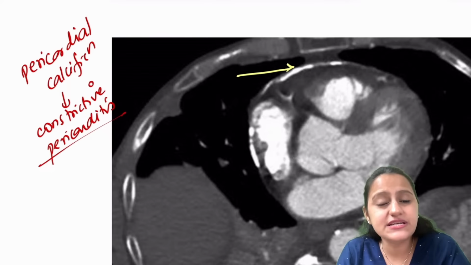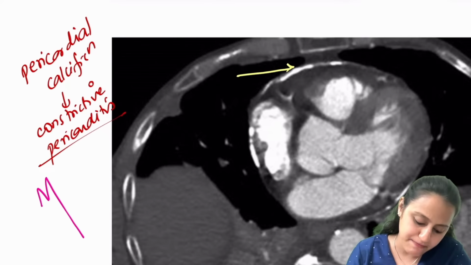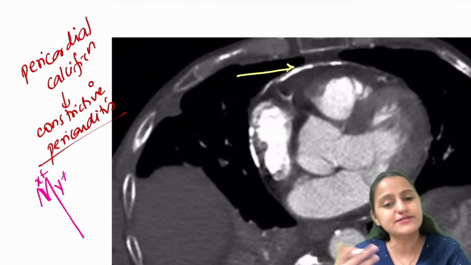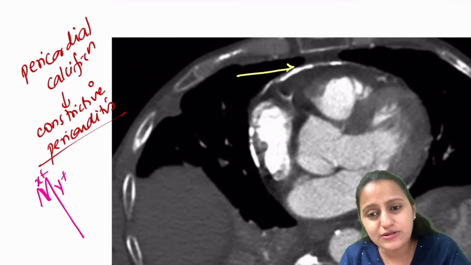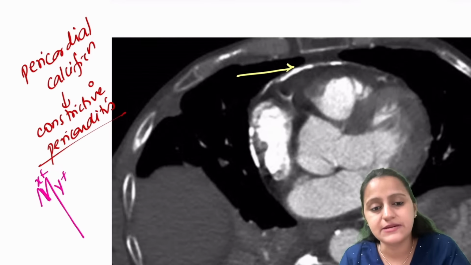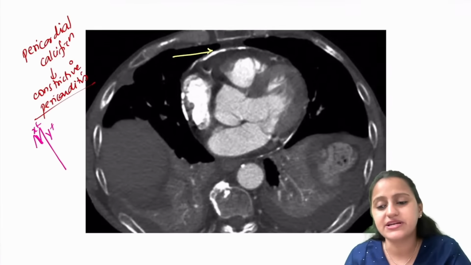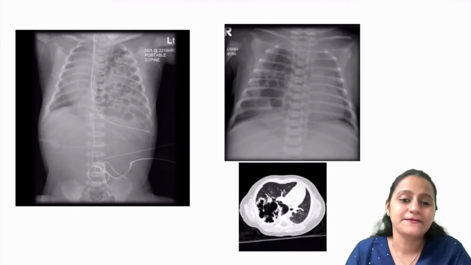What pattern do you see in JVP? The M pattern, right? The Y descent is prominent. The X descent is also present. The Y is also present, but the Y is more steep. Okay, so remember this is constrictive pericarditis.